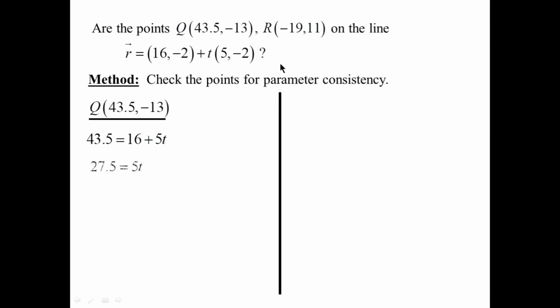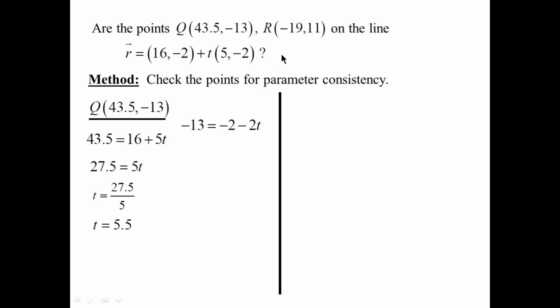Solving for t, simplifying, t equals 5.5. If we sub in 43.5, it would have to equal 16 plus 5t. Let's do the same for minus 13. Minus 13, the y value, would have to equal minus 2 minus 2t.